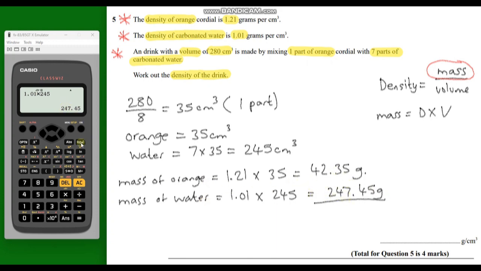So I've already got this one saved in my calculator, so I'm just going to add on 42.35, and that gives me 289.8. I'm just going to put 80 grams, and that is the total mass. So now we've got that, we can work out the density.